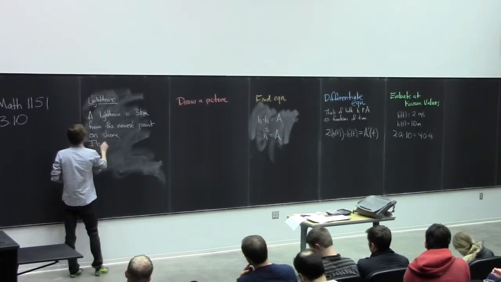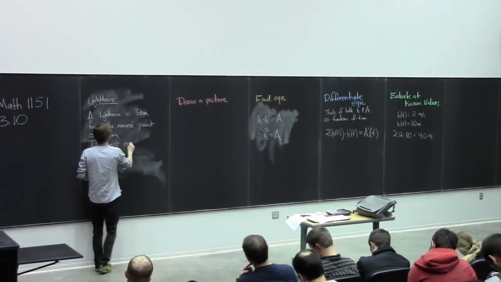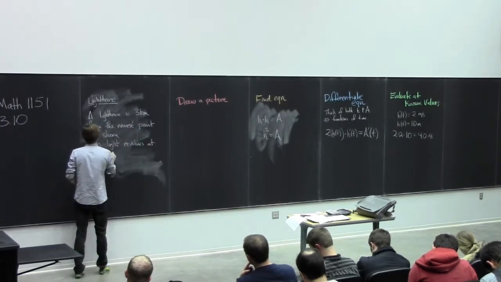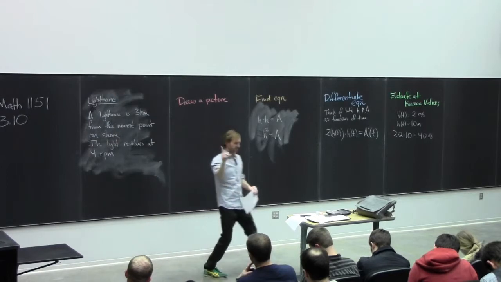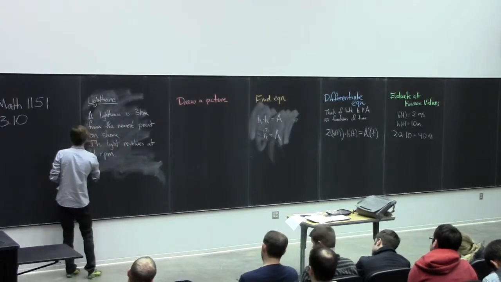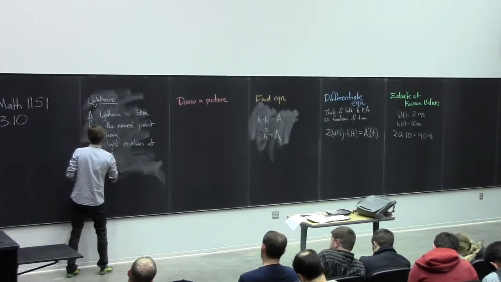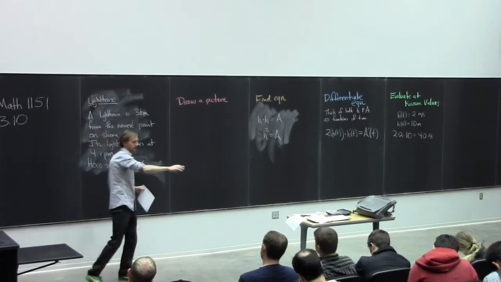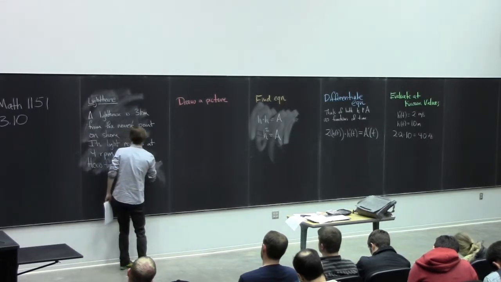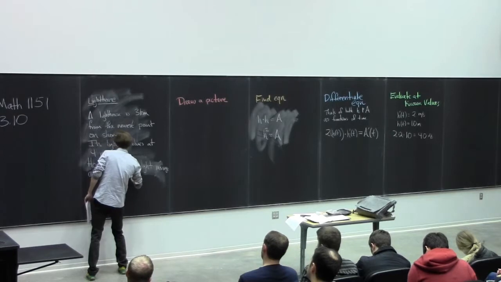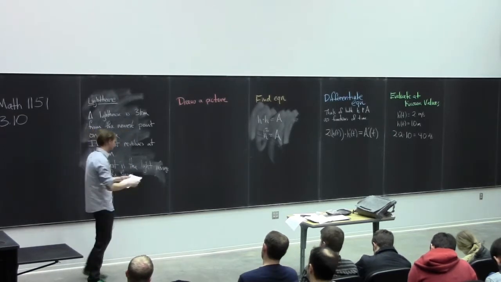Its light revolves at 4 RPM. What's RPM stand for? Revolutions per minute. 4 revolutions per minute. How fast is the light moving along the shore one kilometer from P?